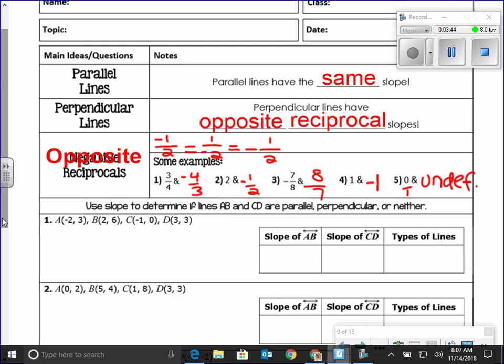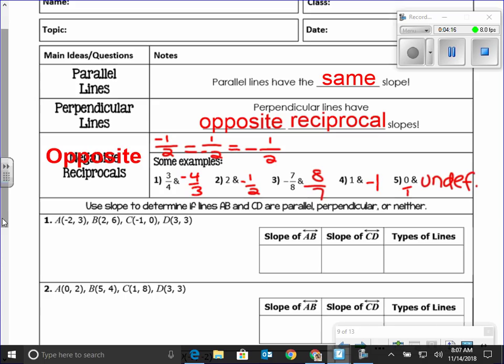I know the TIs will tell you error. Can someone pull up a decimal calculator real quick? Just put 1 divided by 0. What does it say? The decimal calculator will tell you undefined. If you use a TI calculator, it will say error. Either way, if it's 0 in the denominator, that is an undefined slope.